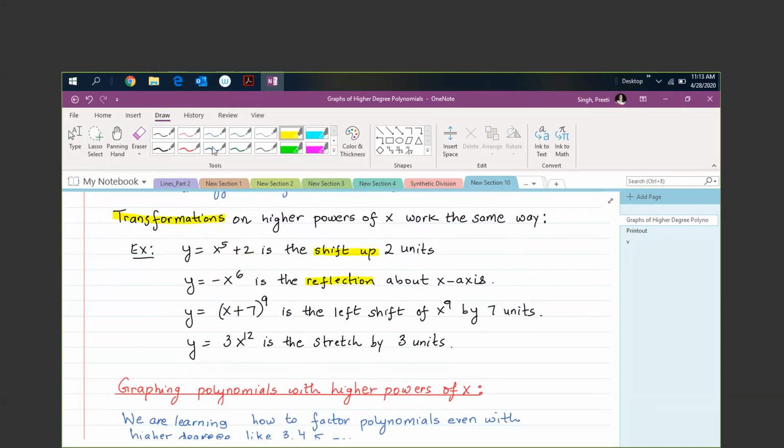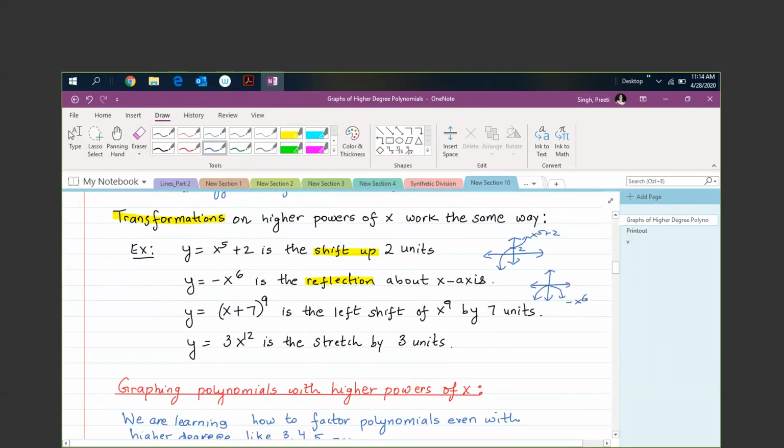If I want to draw these, x to the 5th plus 2 is something like this. You don't have to show any difference from x cubed here. You just have to draw a basic odd power function and shift it up 2. So this is my x to the 5th plus 2. Negative x to the 6th is a reflection about the x-axis. It's a usual parabola shape, just reflect it as we have done before. This is negative x to the 6th.